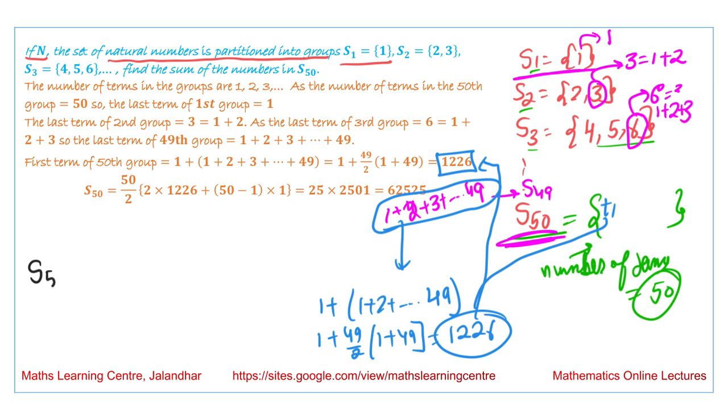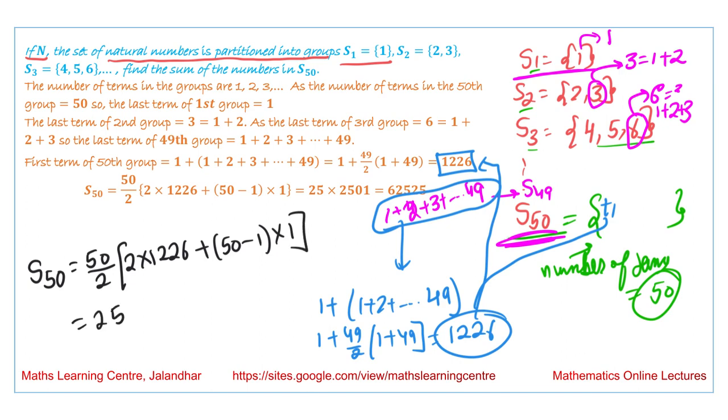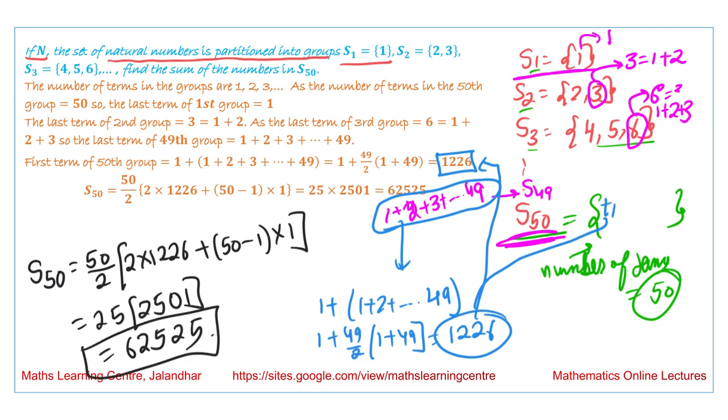So now we have to calculate the sum of the n terms. S50 is equal to 50 by 2 into 2 into 1226 plus 50 minus 1 into 1. So the answer we obtain is 25 into 2501, that is equal to 62525. So this is the sum of the 50 terms.